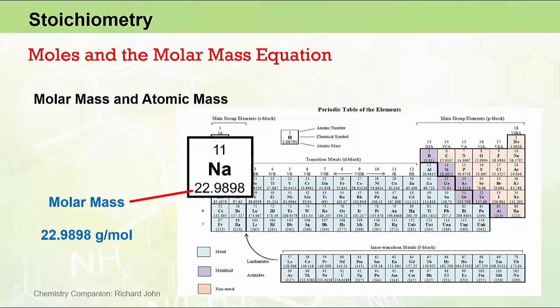Now that is very convenient. We just take the atomic mass directly from the periodic table and express it in terms of molar mass by changing its units. And that is the key to why the mole was defined as it was and why atomic mass units were defined as they were. Both were defined in terms of the carbon-12 isotope of carbon.